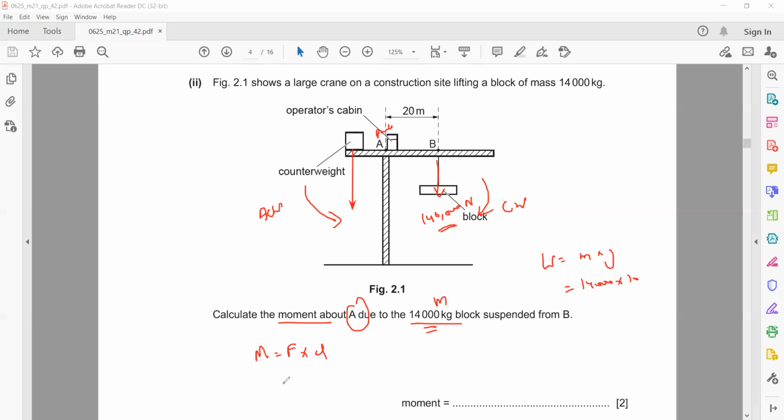So force is 140,000. And what about distance from the pivot? The perpendicular distance, that is 20. So 140,000 multiplied by 20. What's the answer? 14 multiplied by 2, that will be 28. And 5 zeros will be there. And the unit will be Newton meter. Is it clear, this part?